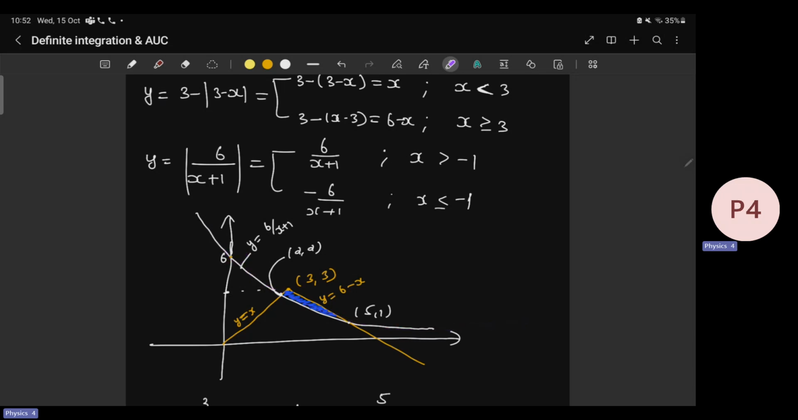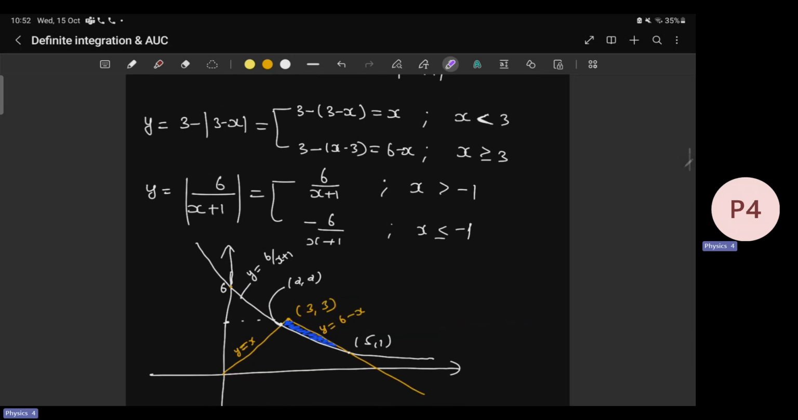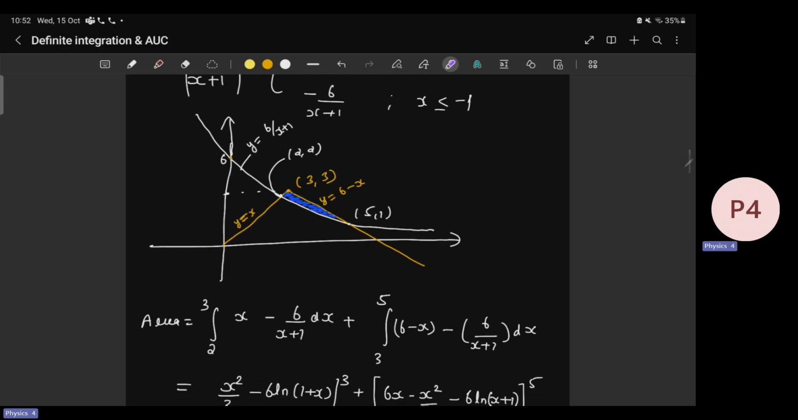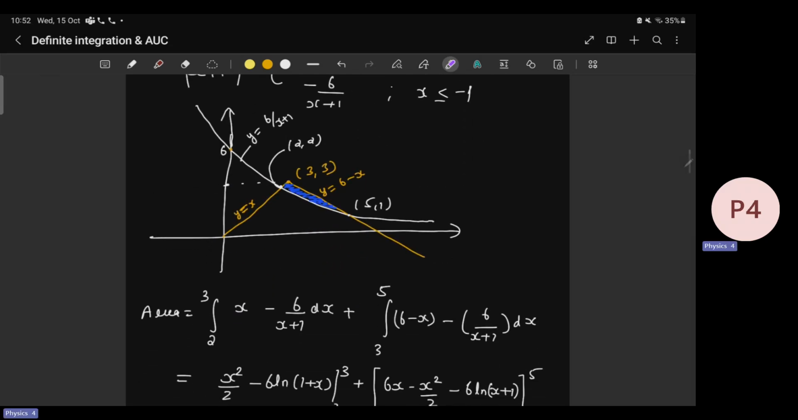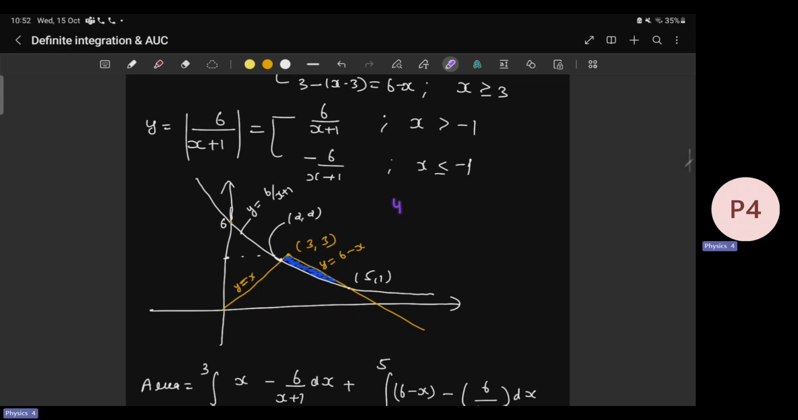Now we have to find the area bounded by these two curves. So this is our required area. How can we find it? See, in this interval, we will find this point of intersection, which we can easily find out. y is equal to x, y is equal to 6 upon x plus 1.